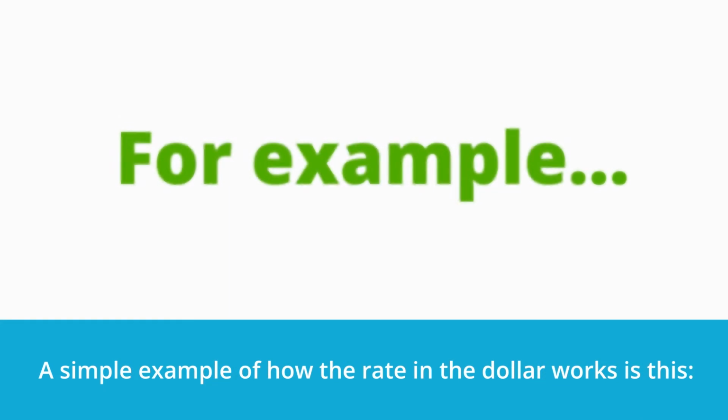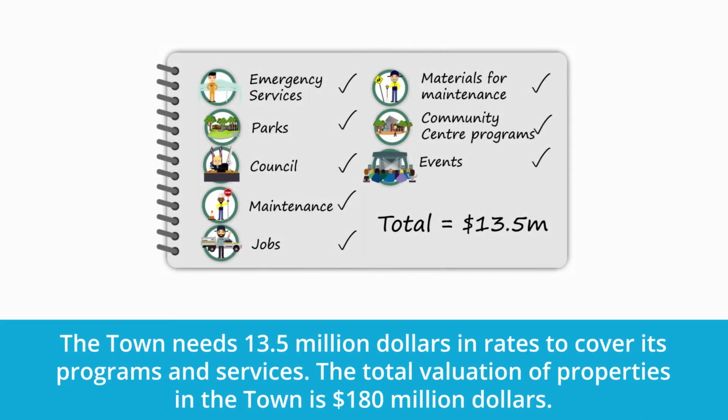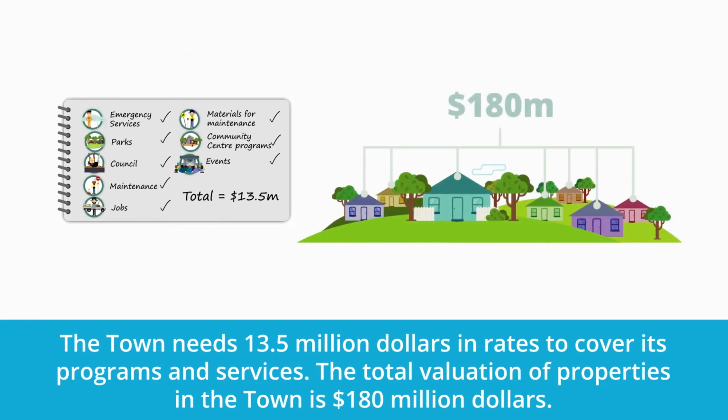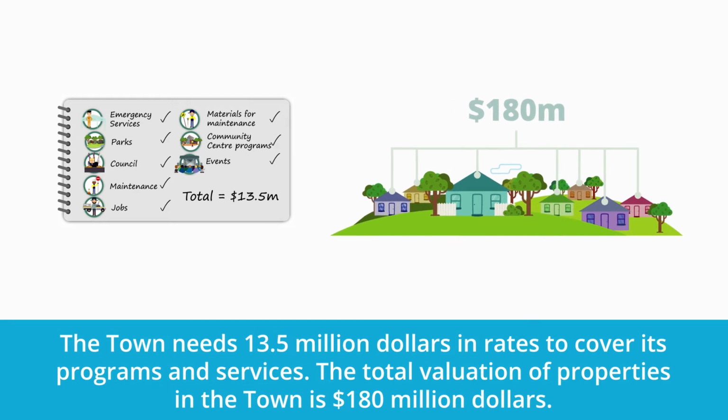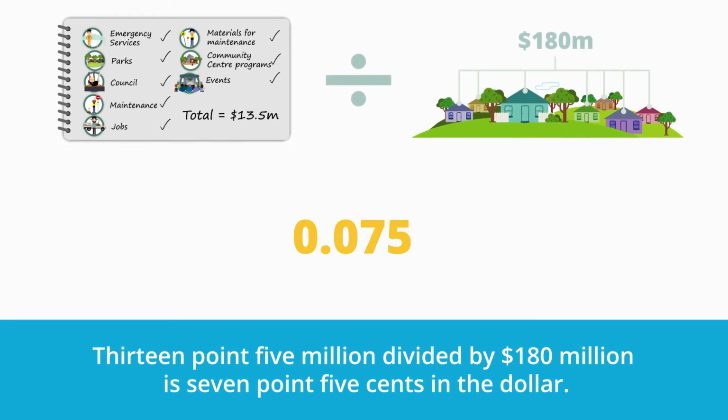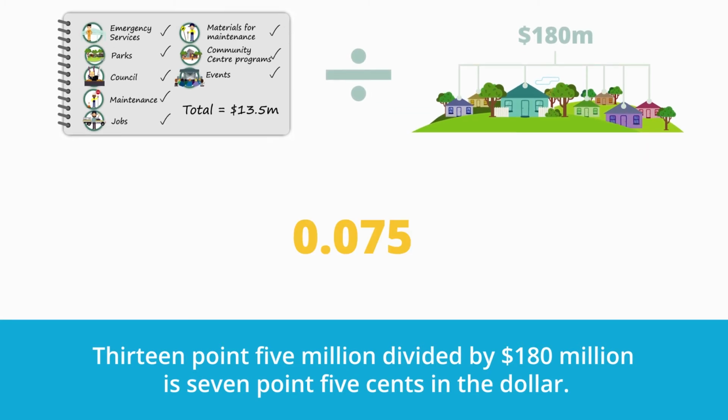A simple example of how the rate in the dollar works is this. The town needs $13.5 million in rates to cover its programs and services. The total valuation of properties in the town is $180 million. $13.5 million divided by $180 million is 7.5 cents in the dollar.